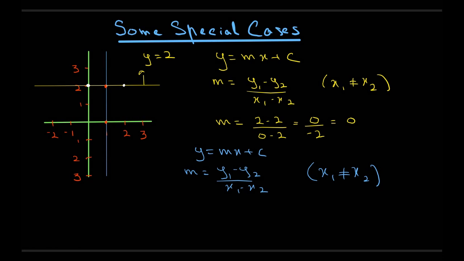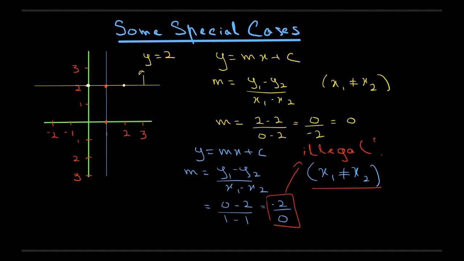So now if you try to calculate m, well, y1 is going to be equal to 0, and y2 is going to be 2, so minus 2 over x1 minus x2. But x1 is 1 and x2 is 1. This is 1 minus 1. And actually, this is equal to minus 2 divided by 0. And this is an illegal operation. You cannot divide by 0 in mathematics. And please remember, we actually stated that x1 cannot be equal to x2. But here x1 is equal to x2, so this is all wrong.